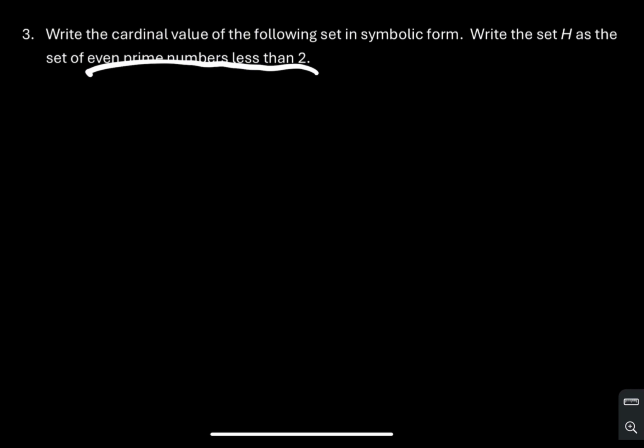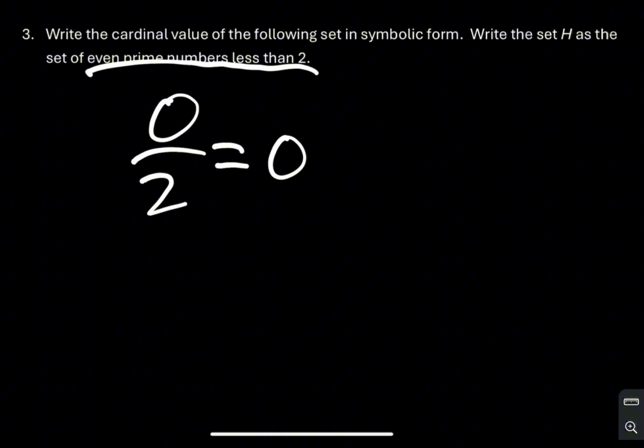Now we know that 1 is not even, so we can get rid of 1. So our only element left in our set is 0, because 0 is even. If you divide 0 by 2, you're going to get a whole number back. You're going to get 0.